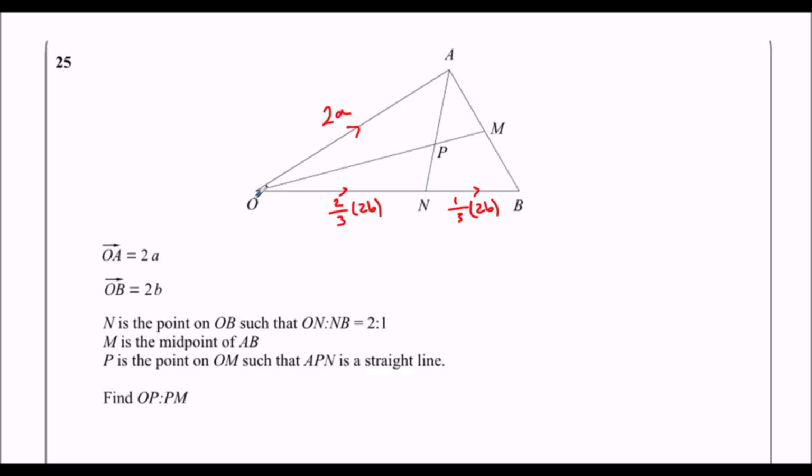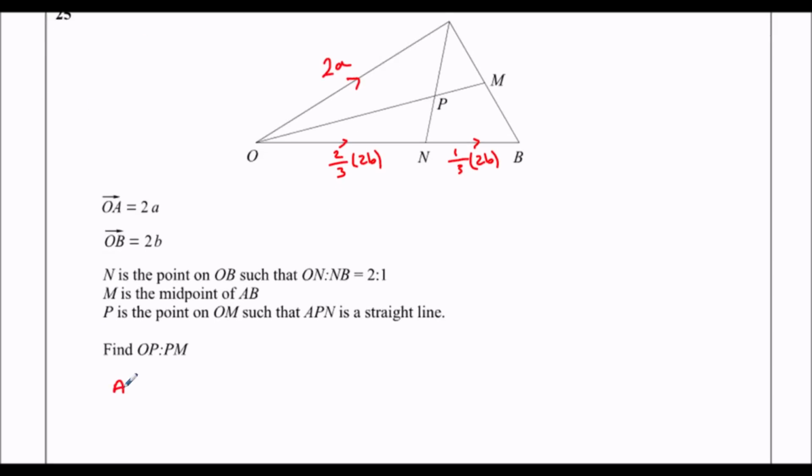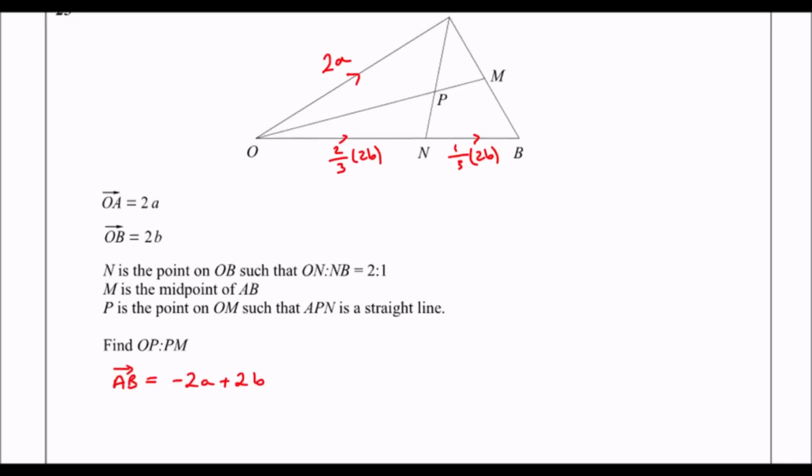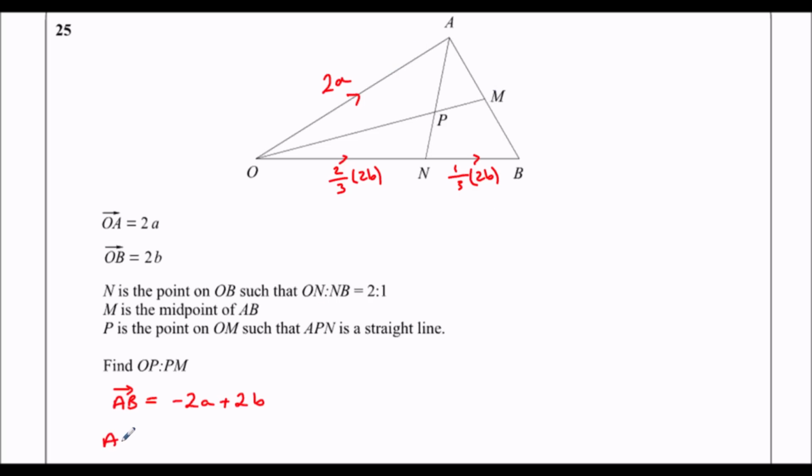So we're working out these two straight lines, what they are in terms of A and B. So we'll start with doing AB. From A to B, we can go backwards along the 2A, so negative 2A, and then plus 2B. So that's AB. So AM is going to be half of that. AM is half of AB. So AM is minus A plus B.